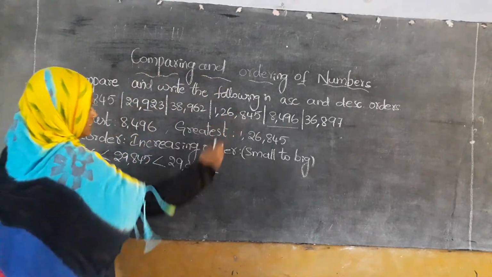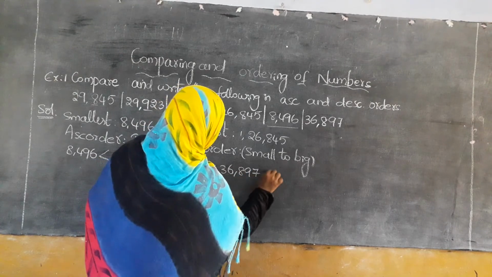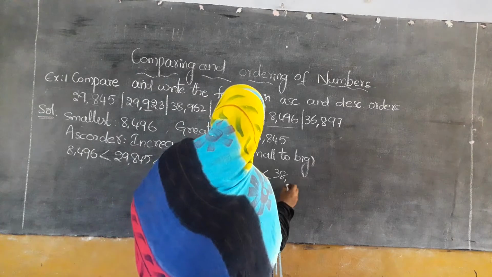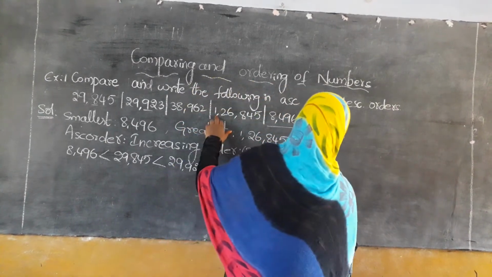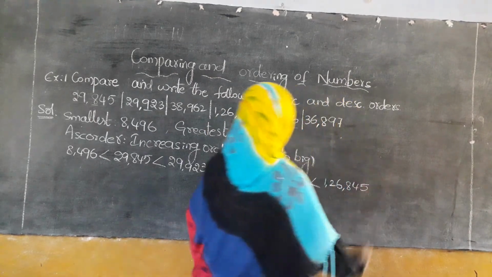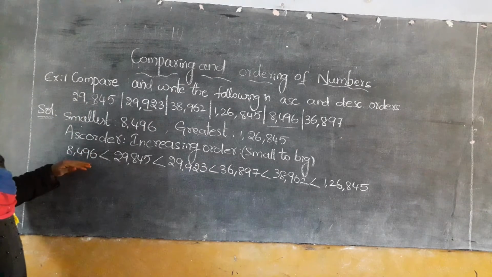36,897. Which is smallest? 36 is the smallest. That means 36,897. After that, 38,962. Finally, we get 1,26,845. This is the ascending order.